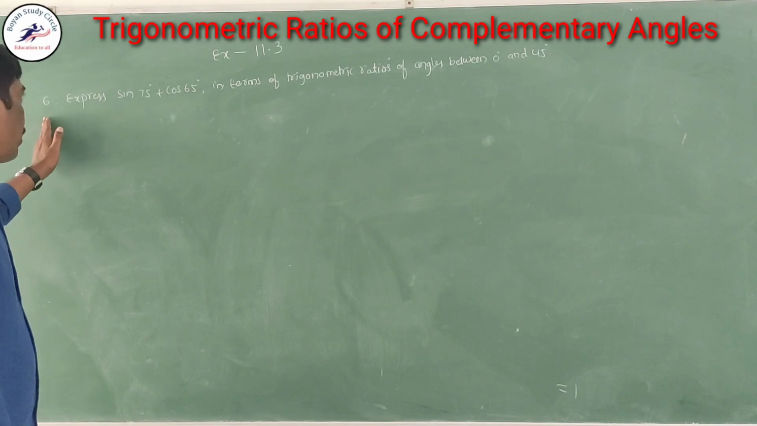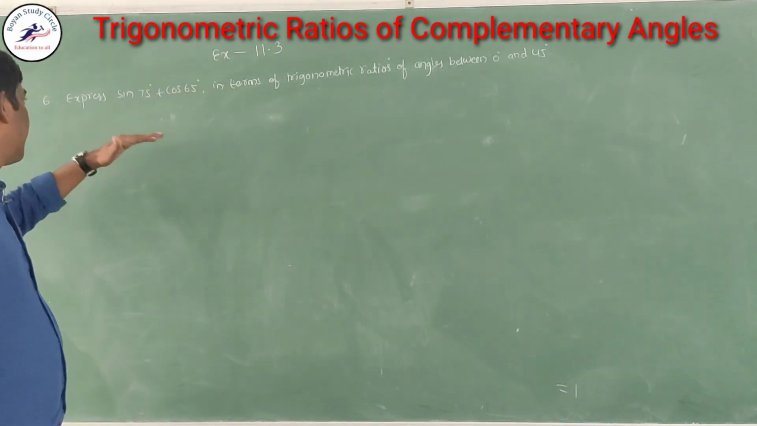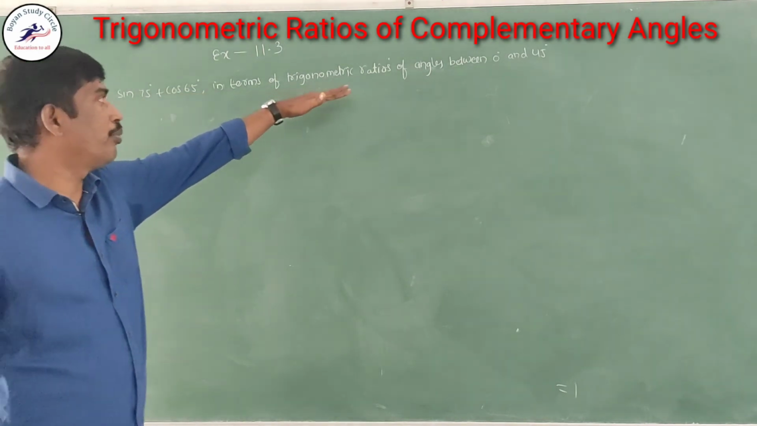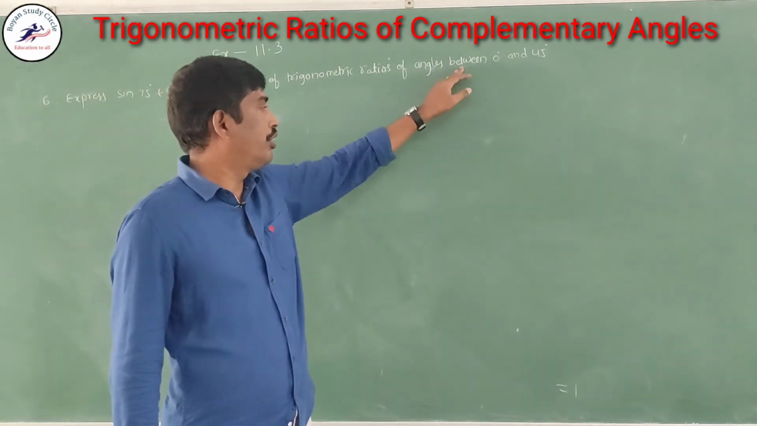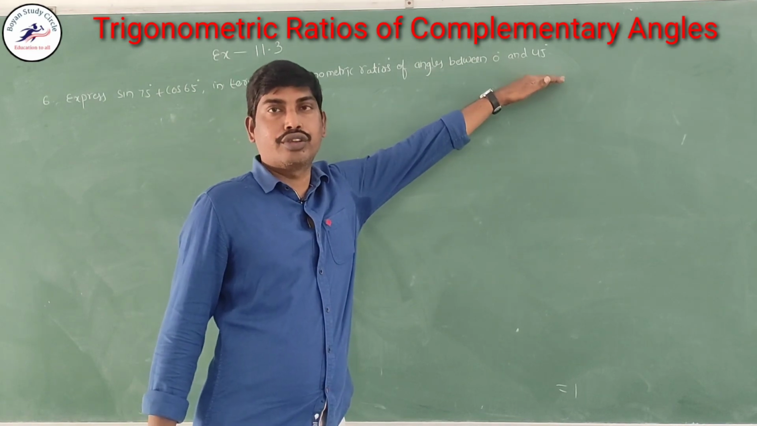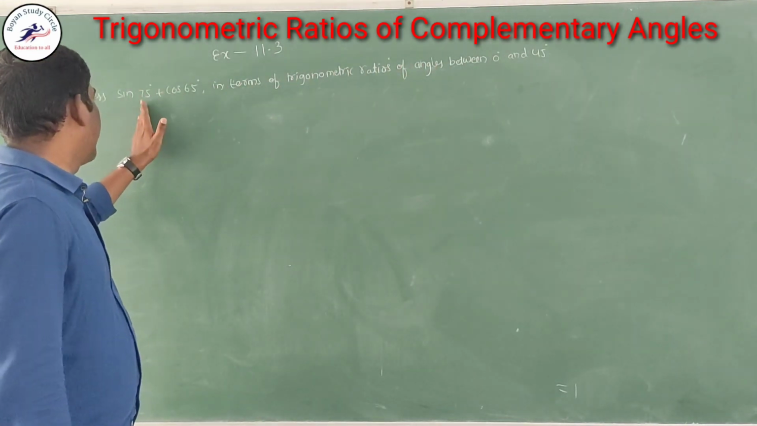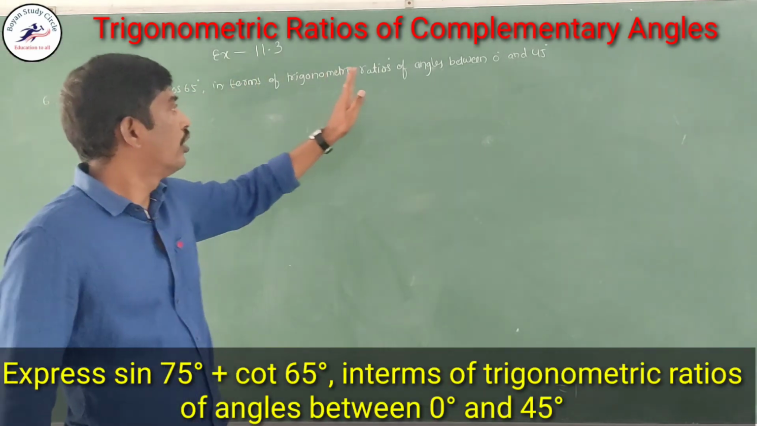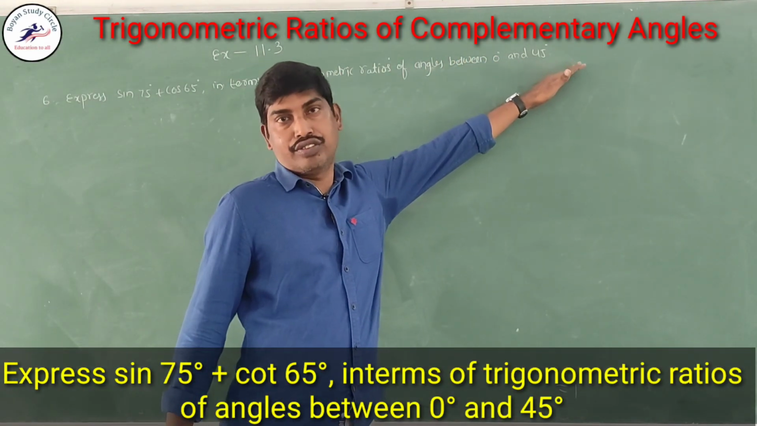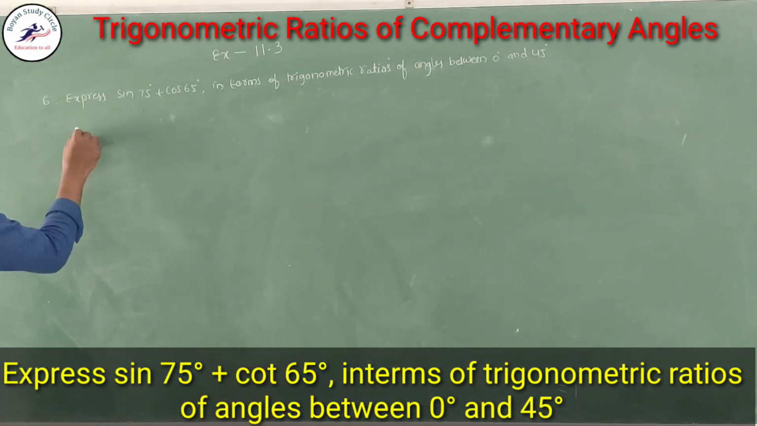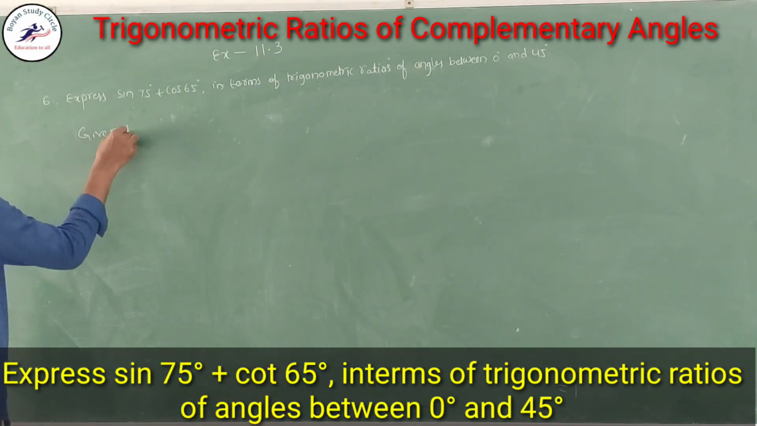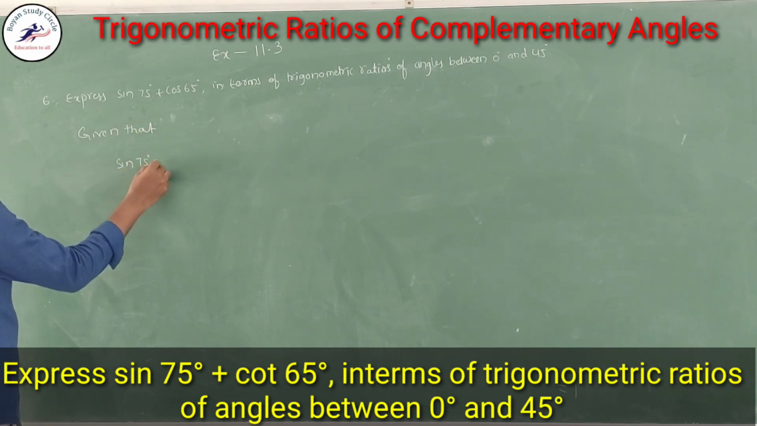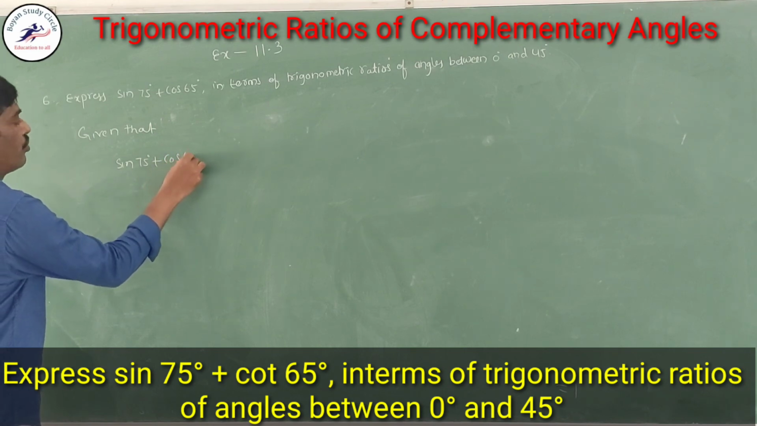Okay. Sixth problem of exercise 11.3: express sin 75 plus cos 65 in terms of trigonometric ratios of angles between 0 and 45 degrees. Here 75 degrees is there and 65 is there, so we are converting these two angles to between 0 and 45 degrees. So what is given? First write. Given that sin of 75 degrees plus cos of 65 degrees.